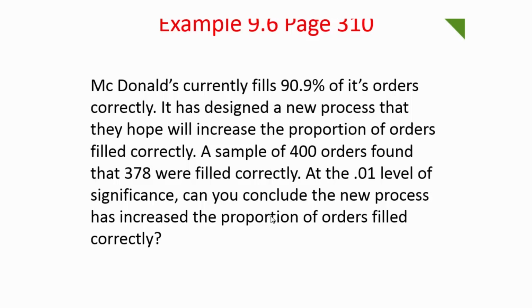It says, McDonald's currently fills 90.9% of its orders correctly. It has designed a new process that they hope will increase the proportion of orders filled correctly. Increase being the important word there. That tells me it's a one-tail upper test. A sample of 400 orders found that 378 were filled correctly. At the 0.01 level of significance, so alpha is 0.01, can you conclude the new process has increased the proportion of orders filled correctly?